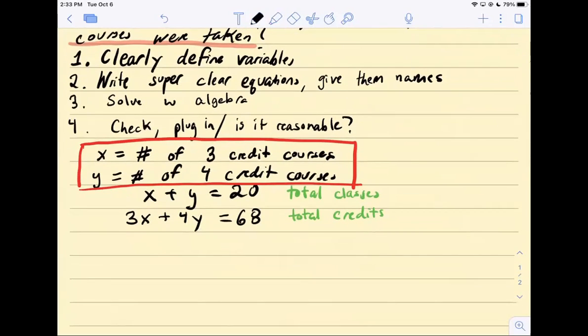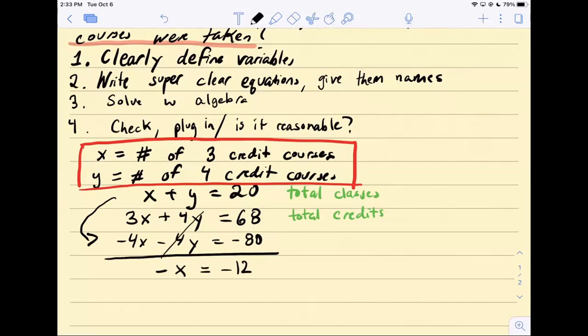So multiply by, let's say, -4, like Lupe suggested. So this would be minus 4x minus 4y equals minus 80. Combine everything, and we get these cancel. We get negative x equals negative 12, or in other words, x is equal to 12. And plugging that back in, we also get, therefore, y is equal to 8.